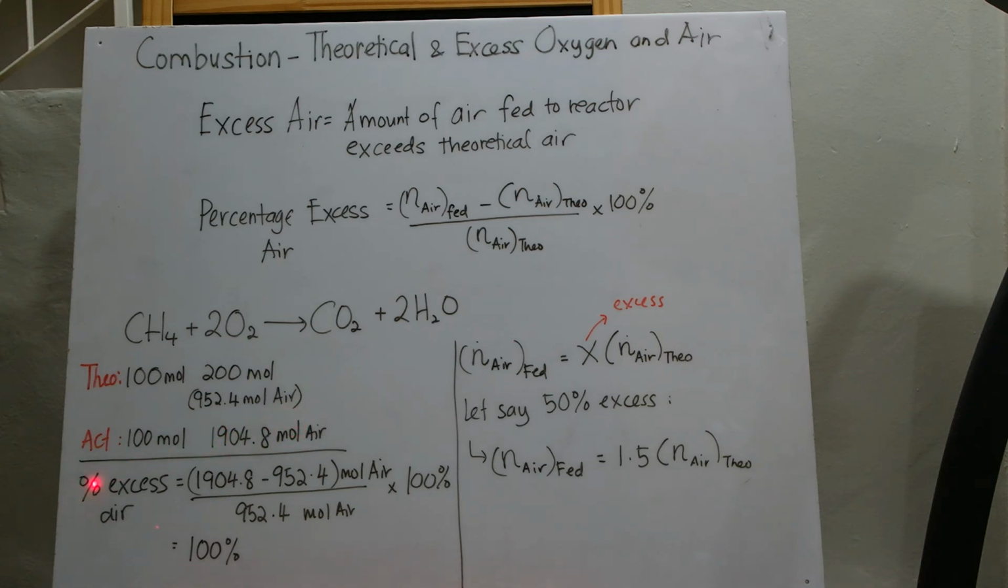To find the percentage excess of air, we use this equation: number of moles of air fed, actual, minus theoretical moles of air, divided by theoretical moles, times 100. After the calculation, we get 100% excess air.